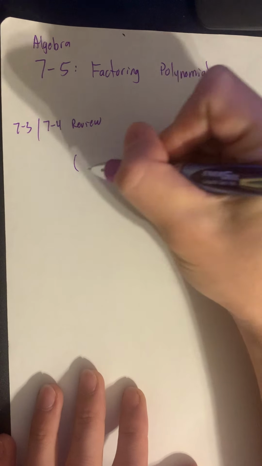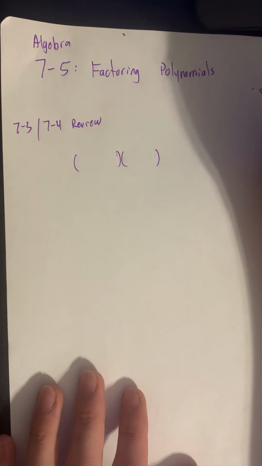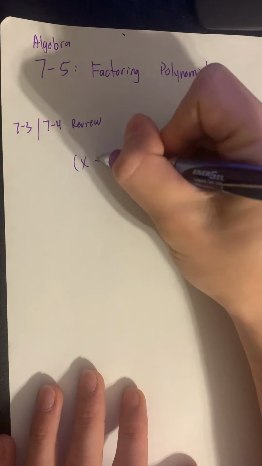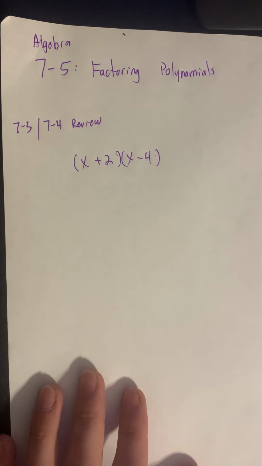In those lessons, we learned how to multiply two binomials. So x plus 2 here and x minus 4. We're going to use foiling to multiply those two binomials.